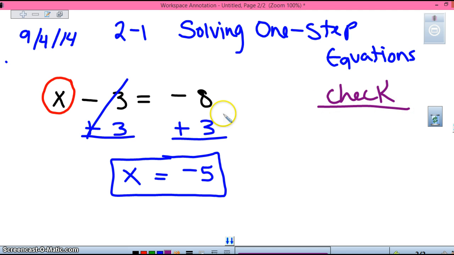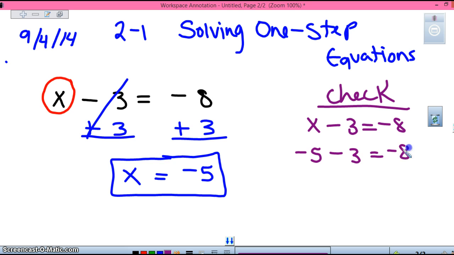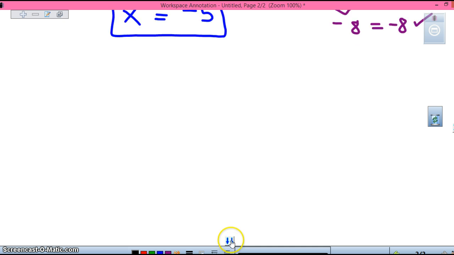We can check our solution by substituting into the original equation. That means -5 minus 3 equals -8. Is this true? -5 minus 3 is -8. This means we solved correctly.